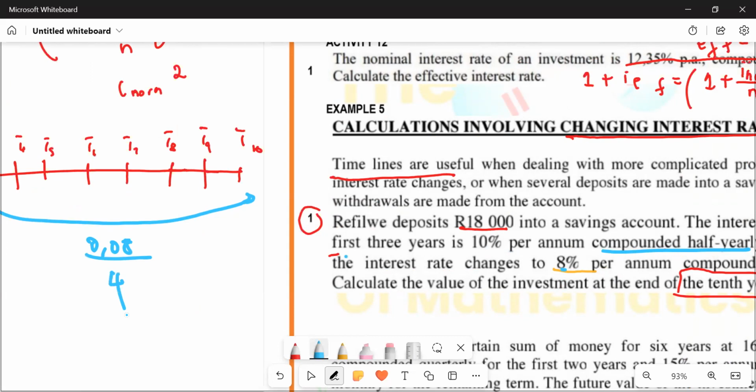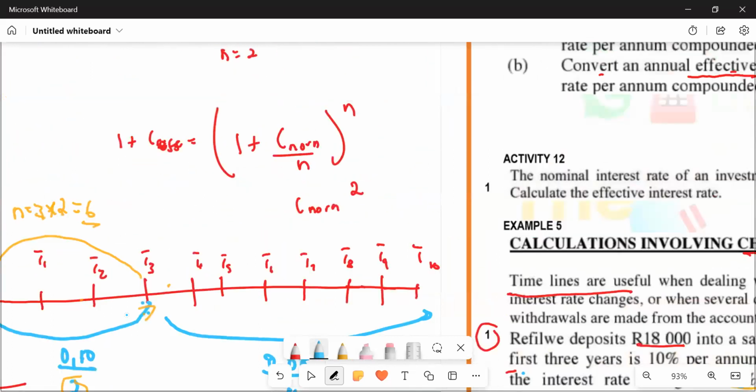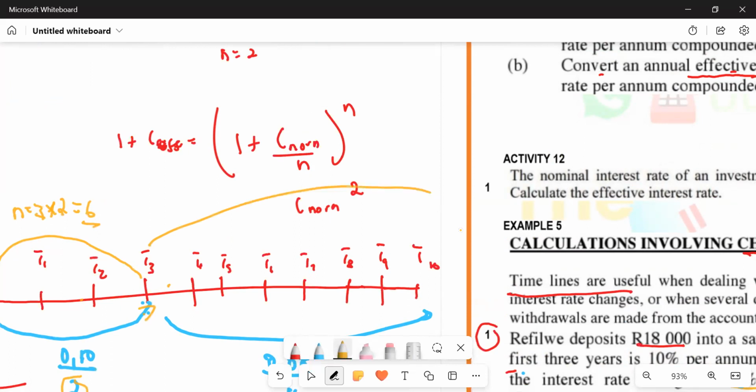Are we still together? But what is going to be the number of calculations? Let's check the number of calculations. I'm going to put the number of calculations above here. How many years do I have? I have 1, 2, 3, 4, 5, 6, 7. Then I'm going to have 7 multiplied by 4. What is 7 multiplied by 4? It's going to be 28.